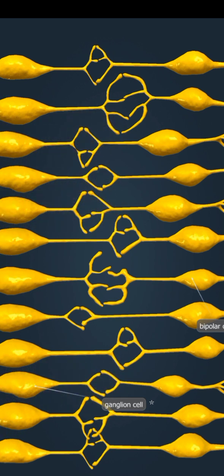We can see dim stars better using our peripheral vision, because this way their images are not formed on the macula, but on areas richer in sensitive rod cells.